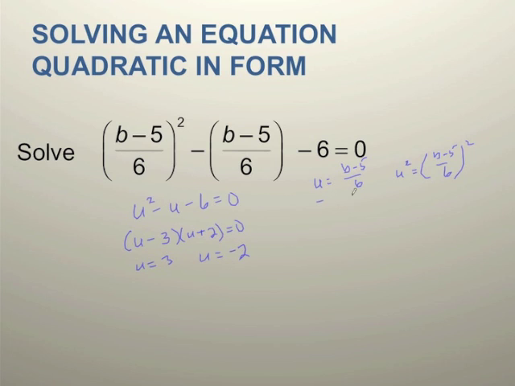But now I need to substitute back in here. So (b minus 5)/6 equals 3. b minus 5 equals 18. And b equals 23. And (b minus 5)/6 equals negative 2. So b minus 5 equals negative 12. And b equals negative 7.